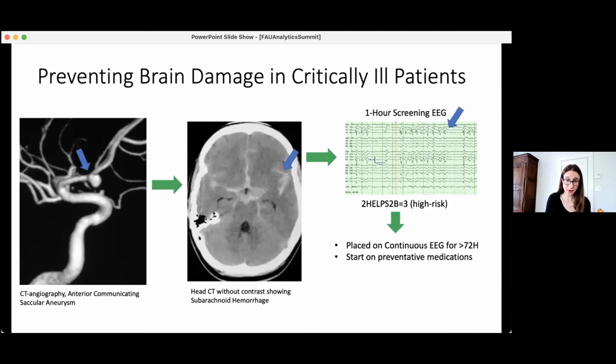Okay, so now what happens is the patient with their burst aneurysm comes in, gets their surgery, and is monitored with these EEG monitors. The neurologists look at the EEG and they say, okay, this person has a point for this, a point for that, and a point for this. That's a high-risk patient. Their 2HELPS2B score is 3. I am going to now place the patient on continuous monitoring for at least 72 hours and start them on preventative medications.